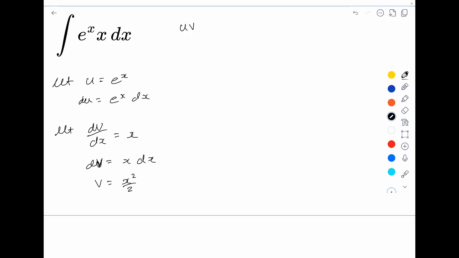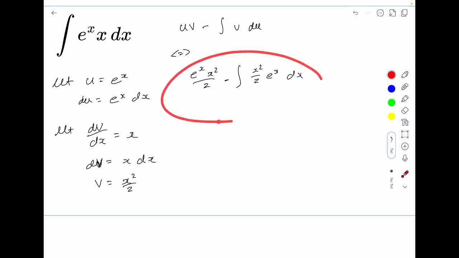So if we know that uv, applying that, we therefore get e to the x times x squared over 2 minus the integral v du. Now, as you can see, we're in an even worse place than where we started, right? So obviously here, just randomly picking a value for u and a random value for v doesn't really work in our favor.